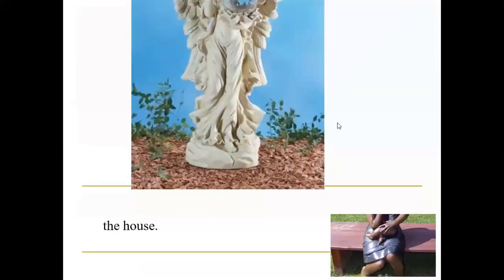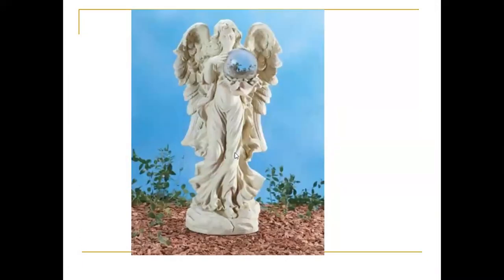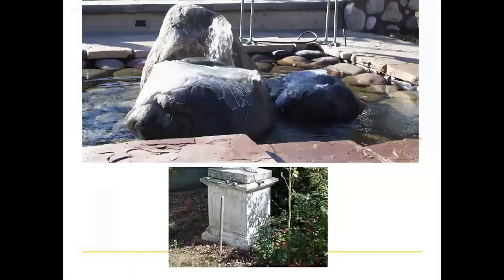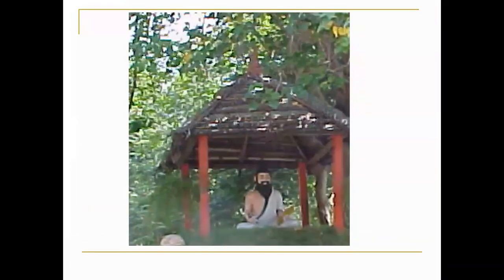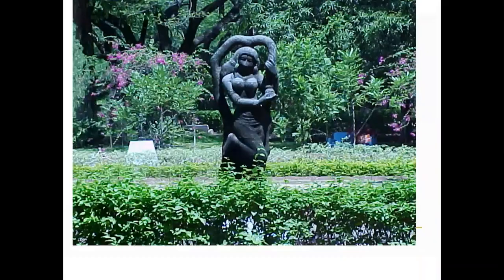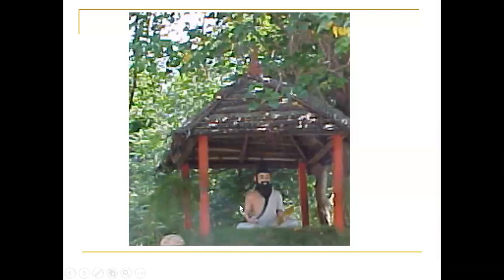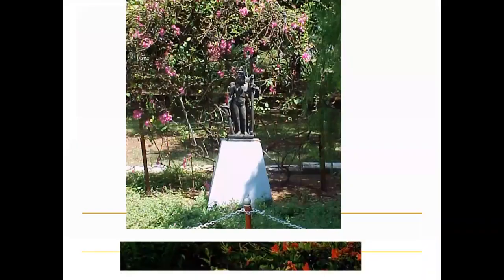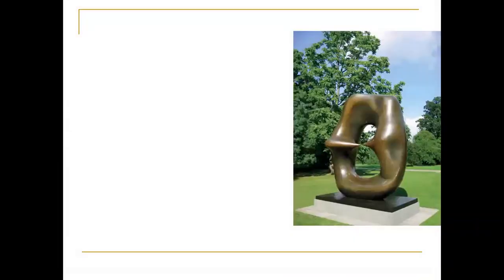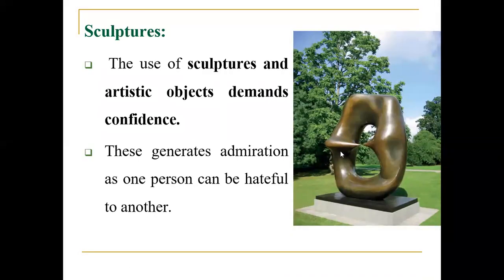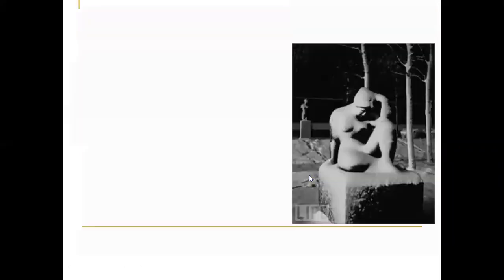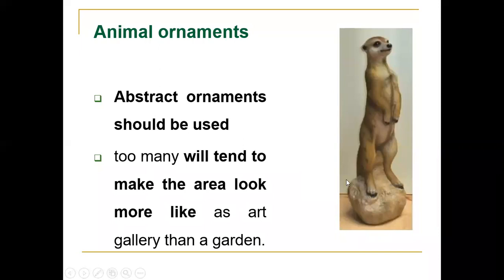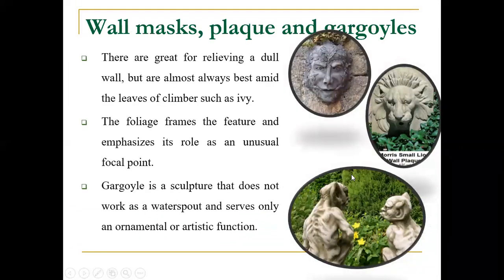These are the different statues. Usually they will keep local leaders or national leaders like Mahatma Gandhi or other freedom fighters, or any gods and goddesses. These are all inspirational personalities, and they will keep their statues. With respect to sculptures, the more aesthetic or attractive sculptures will be used. These are all ornamental decoratives.